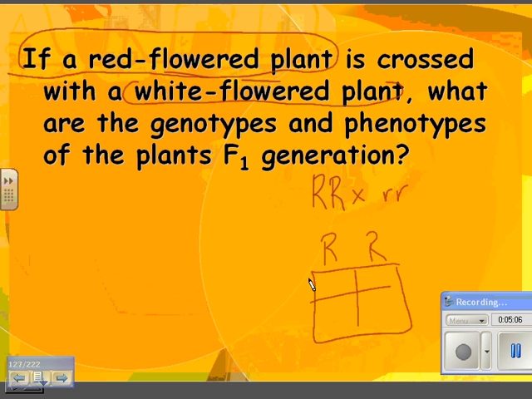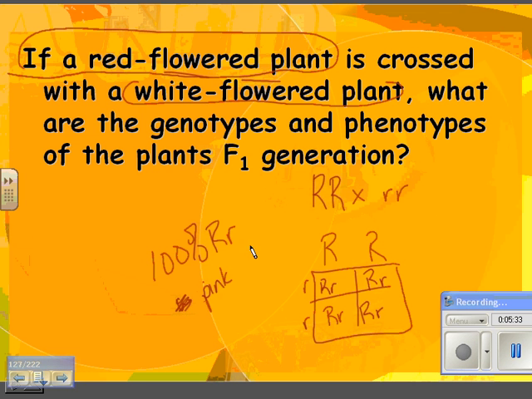And this one makes the gametes little r, little r. You actually only need to do these two, but anyway, if you go ahead and do the whole thing, they all end up the same. Big R, little r. This one fertilizing that one, this one fertilizing that one, and so on. So they are 100% big R, little r, which means that they are all pink.